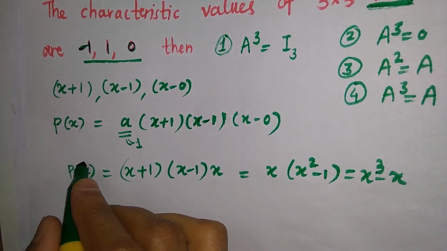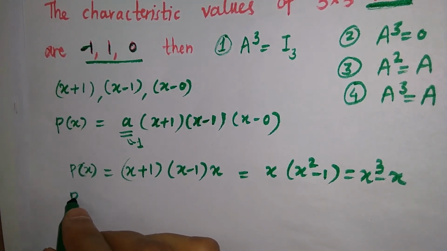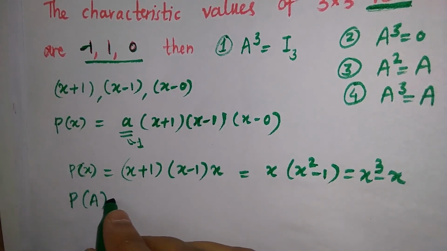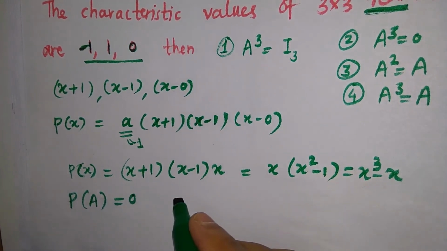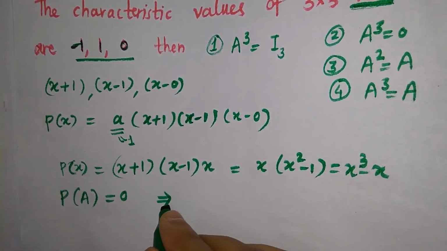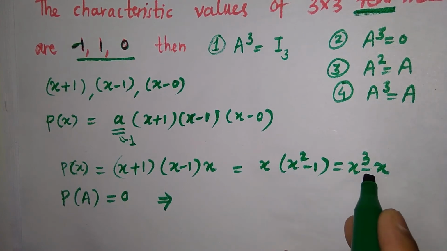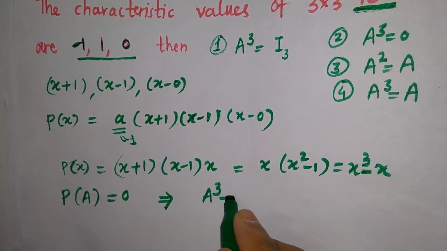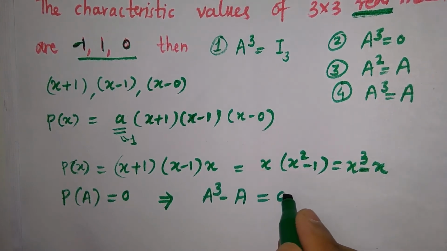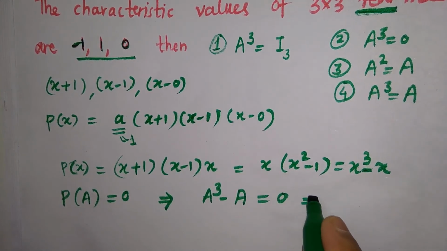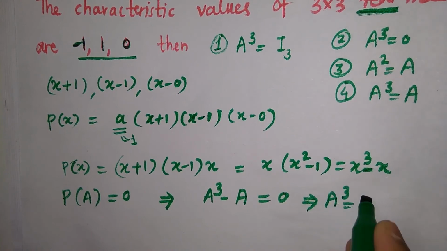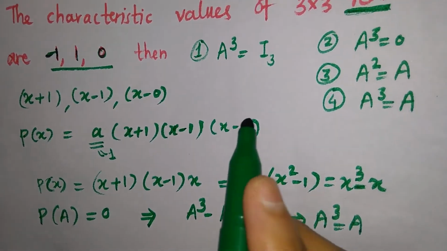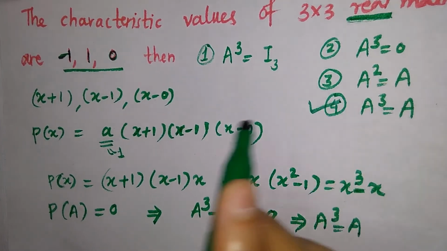So the polynomial is satisfied by this matrix A. So P of A must be equal to 0. So P of A equal to 0 means what? You put A instead of this x. So this is just A cube minus A. It is equal to 0. So this gives us A cube is equal to A. That means this fourth option is the correct option.